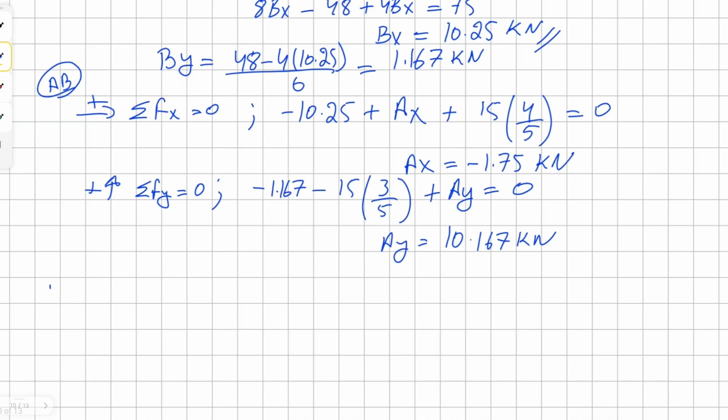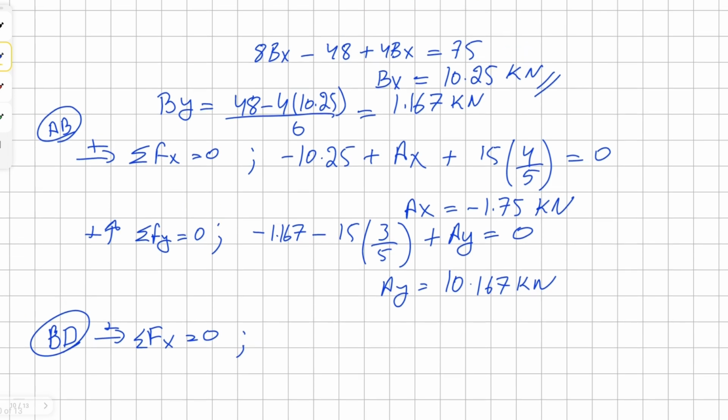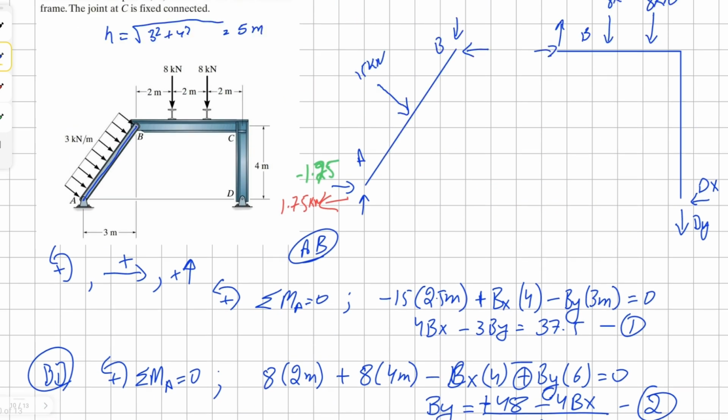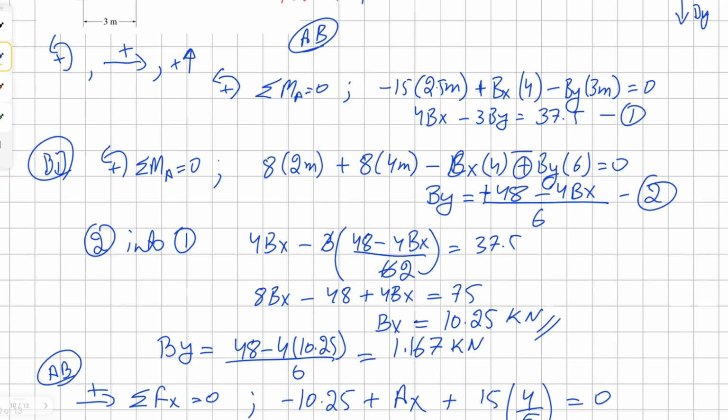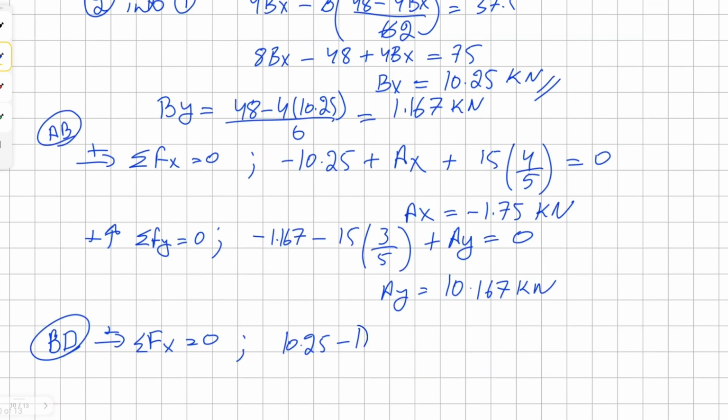To solve for that, we're going to have to go back to member BD, and we can take sum of forces in x direction. So we know the value of Bx is positive 10.25, and then we have a negative value for our Dx, equals 0. Solving for this, we get our value of Dx as 10.25 kilonewton.